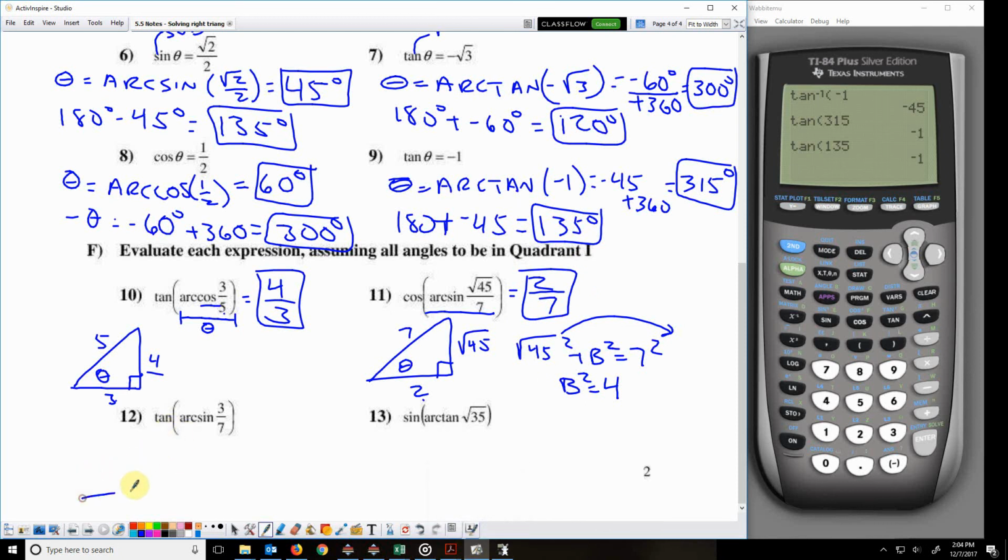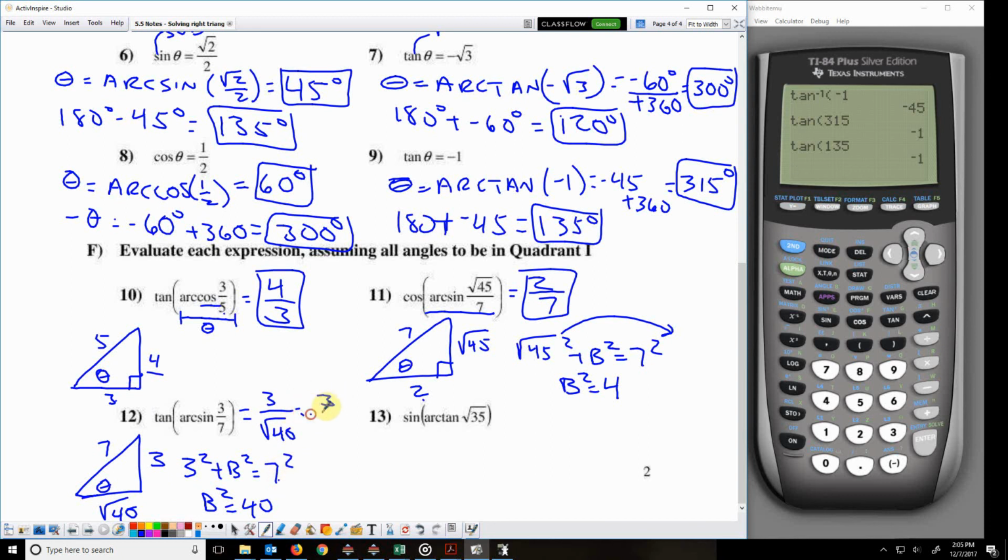Okay, the next one, theta is represented by arc sine, which means opposite over hypotenuse, 3 over 7. I need tangent, that's opposite over adjacent, so I'm going to have to do 3 squared plus b squared equals 7 squared. 49 minus 9 is 40, so b squared is 40. So this is the square root of 40, and we'll simplify that as we get to the end of this one here. So tangent is 3 over the square root of 40.